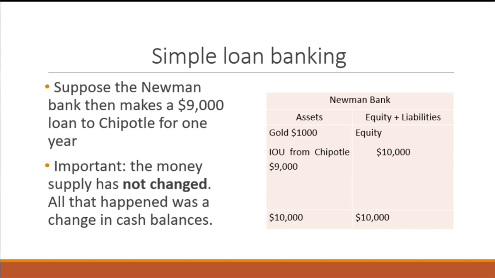So the amount of gold I have has declined by $9,000 on the asset side, but replacing that is an IOU worth $9,000, at least right now, the present value. And my equity is still $10,000. Both sides balance out. What's going to happen over time is that Chipotle, if they've done a good job with that money, is going to pay me back my $9,000 plus interest, and I'm going to add some money to my equity. I'm going to get that interest put in my equity. My net worth will go up. I'm doing a good job.